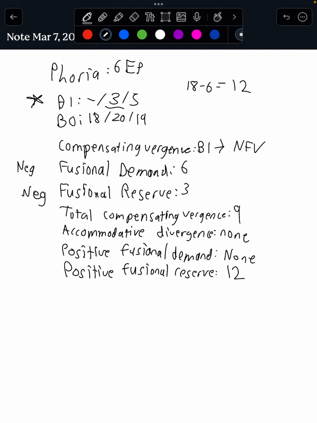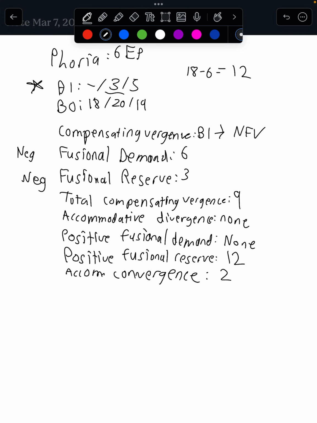Also, hypothetically, if I asked what's the accommodative convergence, you would subtract the 2 numbers. So from 20 to 18, the difference is 2. So it would be 2, but I don't think that's what they'll ask on the exam.